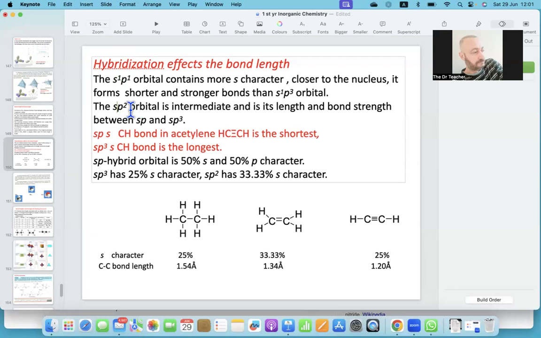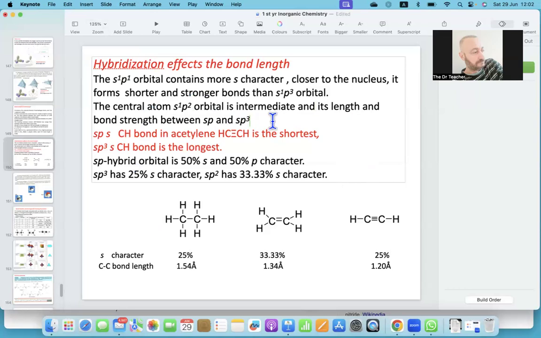Now we come to the sp2, which is in between. It means one electron in S. This belongs to the central atom again. The central atom, S1P2 orbitals, is an intermediate orbital, and its length and bond strength are between sp and sp3.